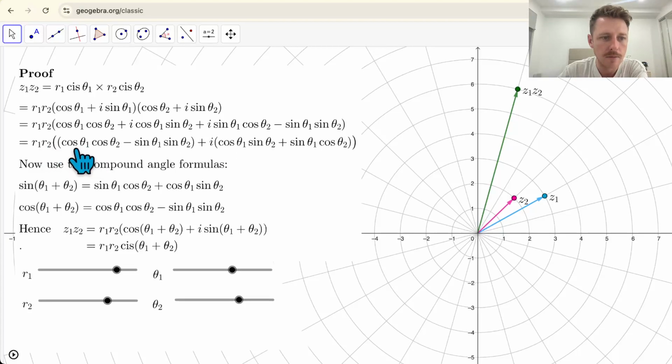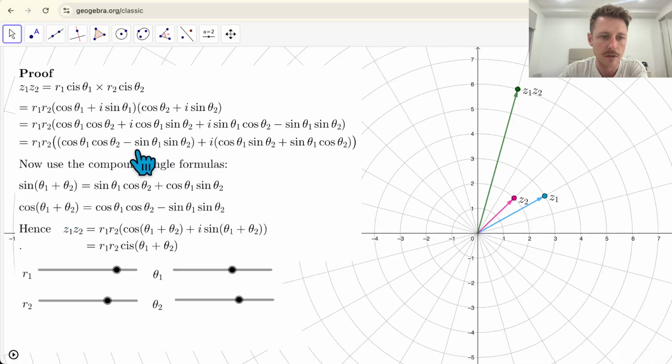Okay, and then you get the imaginary parts together and the real parts together. And then you use the compound angle formulas. I'm going to put a link to another video I've made about that. But basically, the compound angle formula says sine of theta 1 plus theta 2 equals sine theta 1 cosine theta 2 plus cosine theta 1 sine theta 2. And similarly, there's another compound angle formula, which is this one.